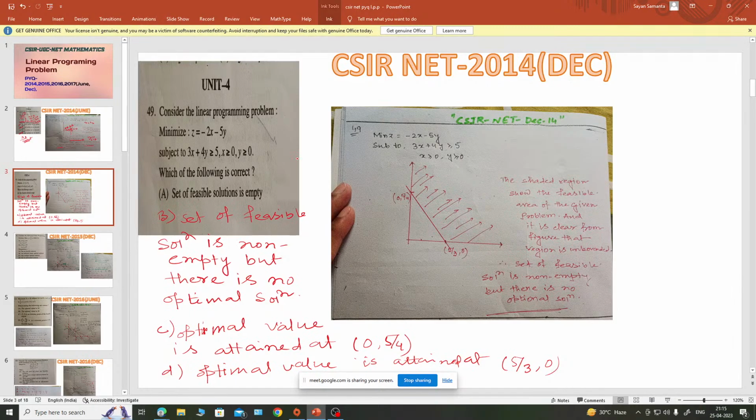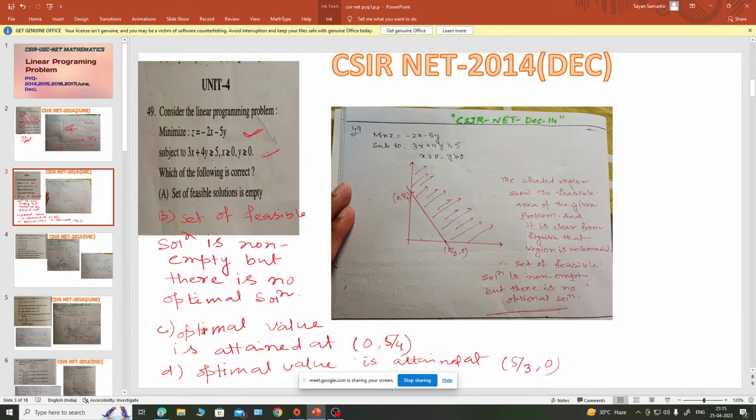So the next question says: consider the linear programming problem. Minimum of z equals minus 2x minus 5y, subject to the conditions 3x plus 4y greater than or equal to 5, x greater than or equal to 0 and y greater than or equal to 0. Which of the following statements is correct?